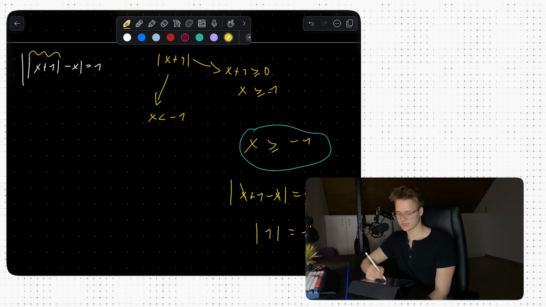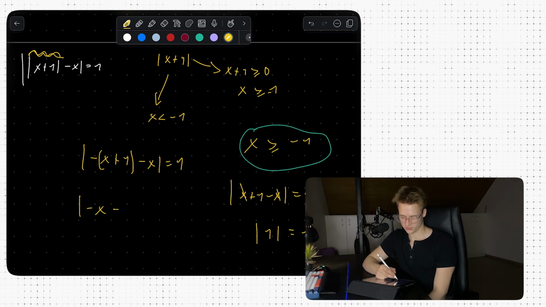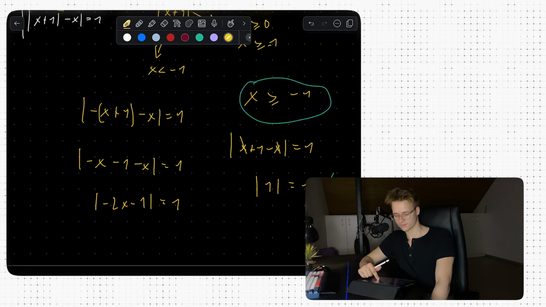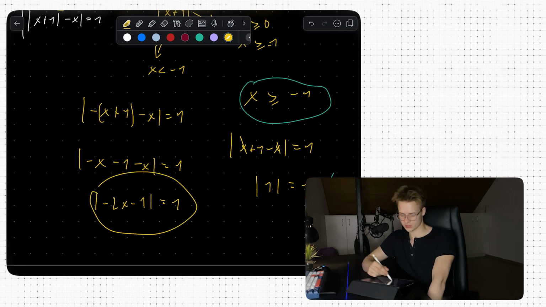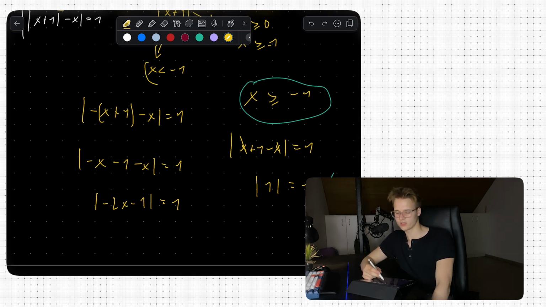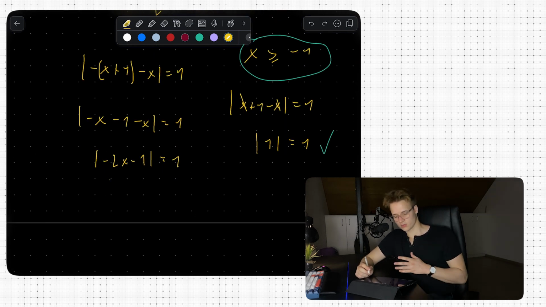That's the first one. What about the second one? When x is less than minus 1, this absolute value here, again, we have to add a negative sign in front of it. So we're going to have minus x plus 1 minus x is equal to 1. If we simplify this, it's the absolute value of minus 2x minus 1 is equal to 1. Now, this is our equation. We have to solve this, and then at the end we only accept solutions for which x is less than minus 1. So how would we solve this?